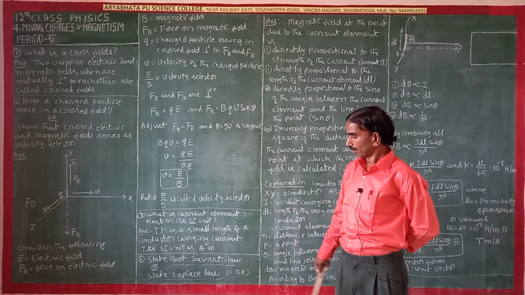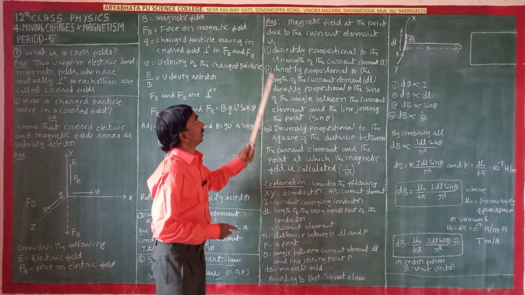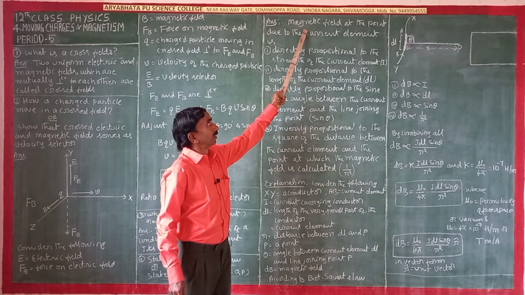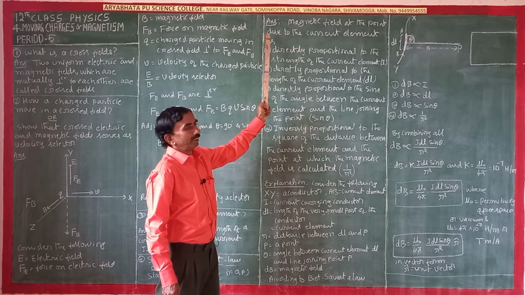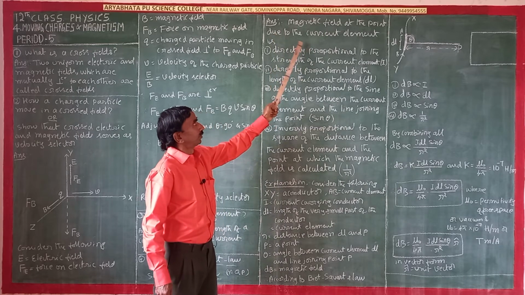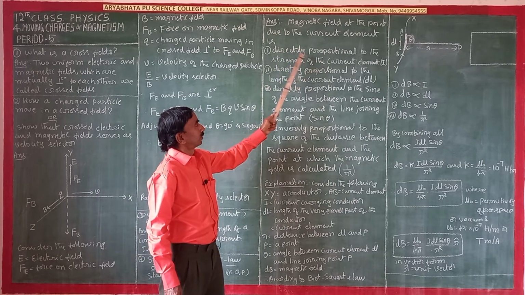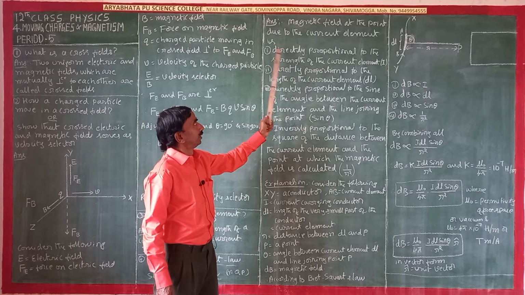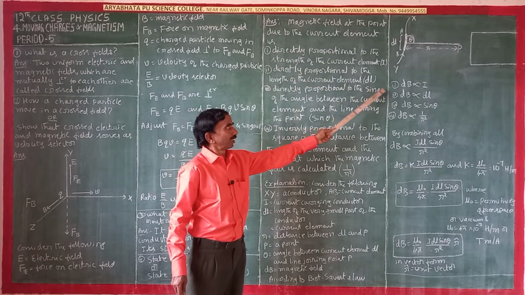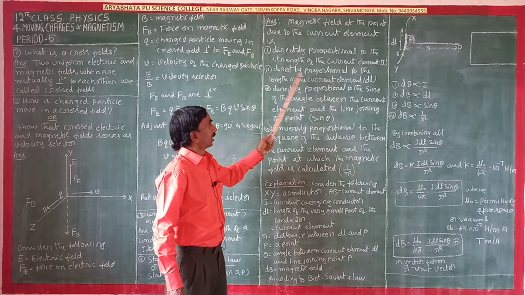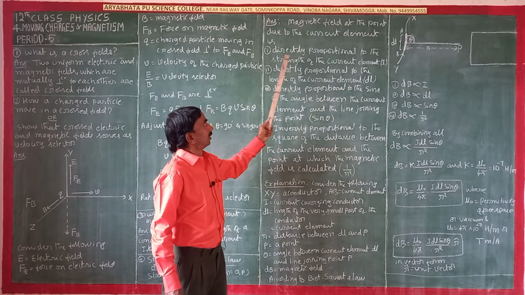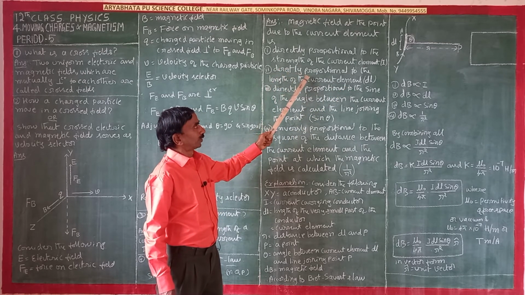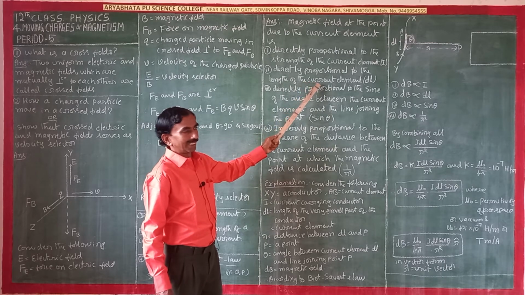State Biot-Savart's law, or state Laplace's law. The magnetic field at a point due to a current element is directly proportional to the strength of the current element I. Directly proportional to the length of the current element dl.